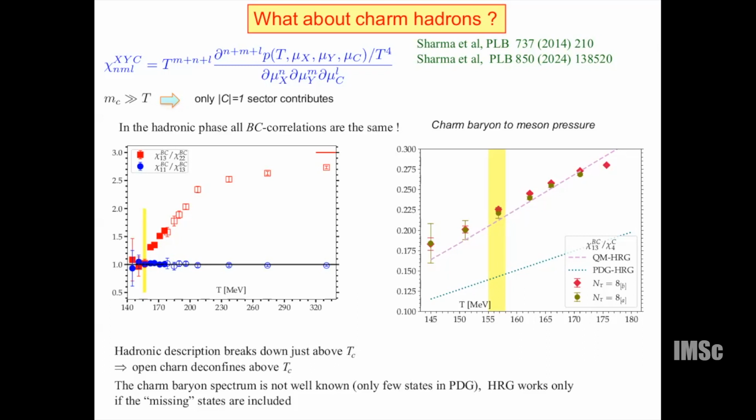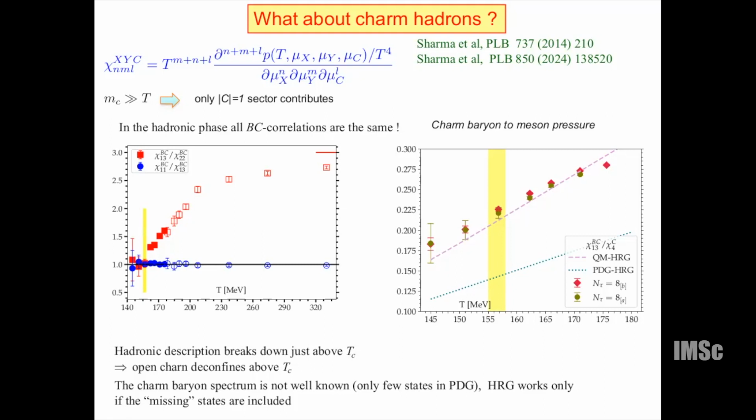You could also look at the baryon charm fluctuation divided by the charm fluctuation itself, the fourth order, and that's kind of a proxy for the charm baryon pressure to the total pressure. And again, you could compare this to the hadron resonance gas. And again, if you just include the known hadrons from the Particle Data Group, that's not enough.